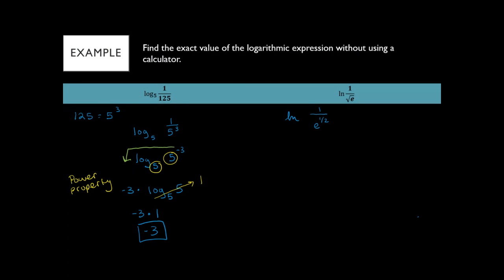Now I'm going to do the same thing I did before, where I take the reciprocal, which changes the sign on the exponent, which gives me e to the -1/2. And then I'm going to use that same power property that I used in the first one to put that exponent down in front. So we'll get -1/2 times the natural log of e. And that is, again, using the power property.